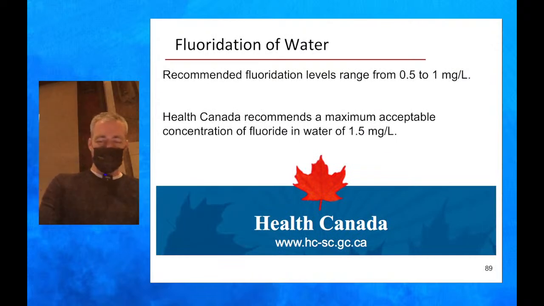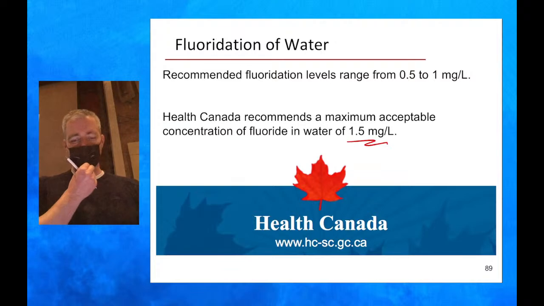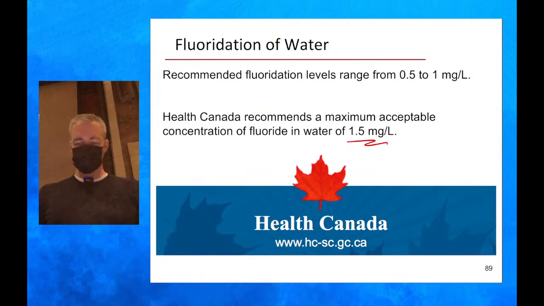So Health Canada says that the recommended fluoridation levels in Canada should be somewhere between 0.5 to 1 milligram per liter. So this issue has been studied in detail. It's known what concentrations are effective. And the idea is we should put in the minimum amount that's effective and not put in more than that. They said the maximum allowable is 1.5 milligrams per liter. So we shouldn't exceed that number in any municipality in Canada.